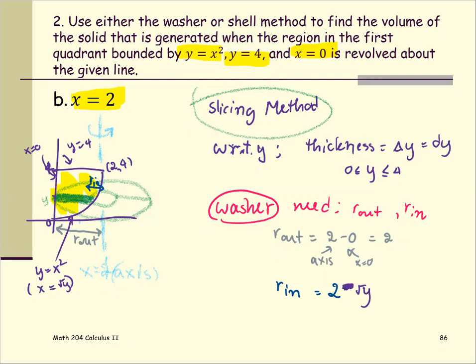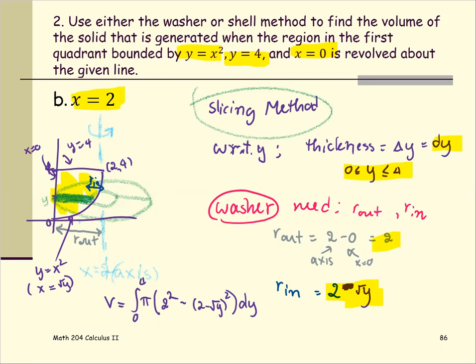We get them all: the thickness, the interval of integration, the outer radius, and the inner radius. Put them all together for the volume of revolution formula. For the washer, it's going to be the integral of pi, the square of the outer radius, subtracted by the square of the inner radius, multiplied by the thickness, integral from 0 to 4.